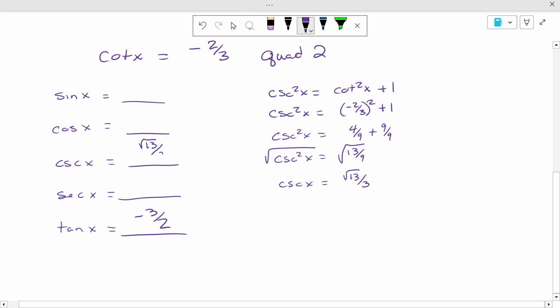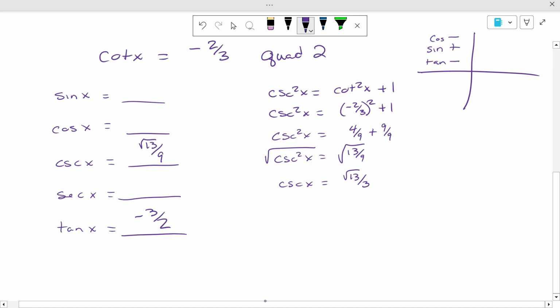Now, we are in the second quadrant, which is right up here. So, what is cosine in that quadrant? Positive or negative? Negative, because we're going left. What is sine in that quadrant? Positive, because we're going up. What's tangent in that quadrant? Negative, because we're going sine over cosine. Positive over negative is a negative. Since sine is positive, its reciprocal is positive too. So cosecant is positive.